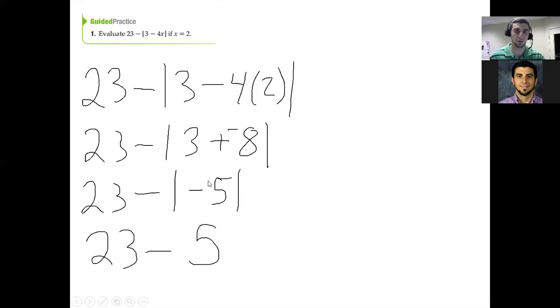The absolute value of negative 5 is 5, so you want to subtract that answer. Subtract 5. 23 minus 5 is 18. Pretty cool, huh?